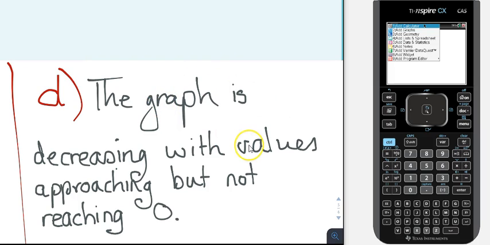So just a statement to describe the graph. Say if it's decreasing or increasing. Are the values approaching something? If they're not, then maybe they're getting exponentially larger. Just some sort of comment to attach to that.